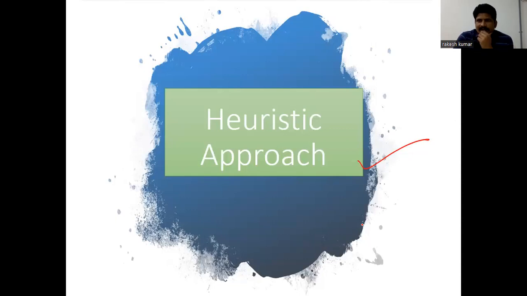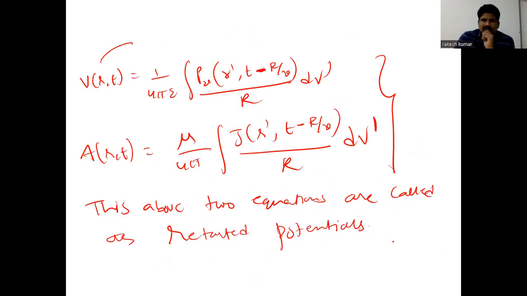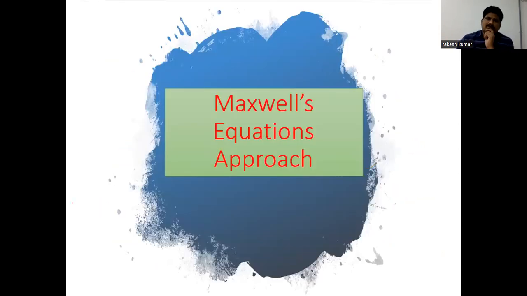So for the retarded potentials, what are the two techniques? One is the heuristic approach. The other one is the Maxwell's equation approach. So let us go to the second method, that is the Maxwell's equation approach.